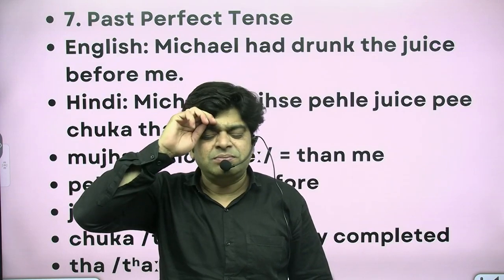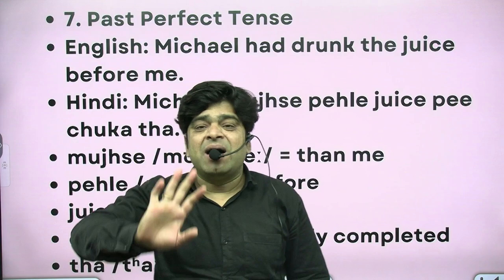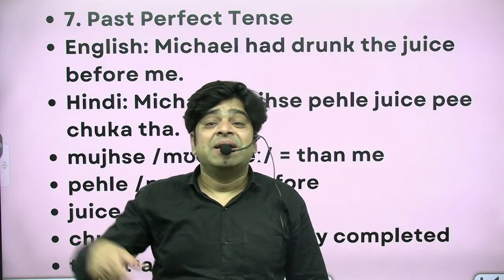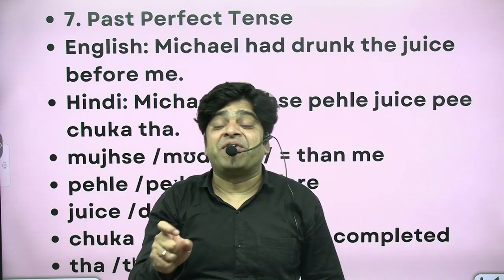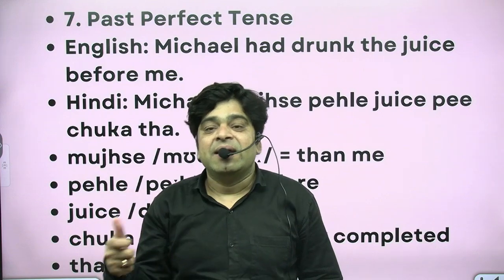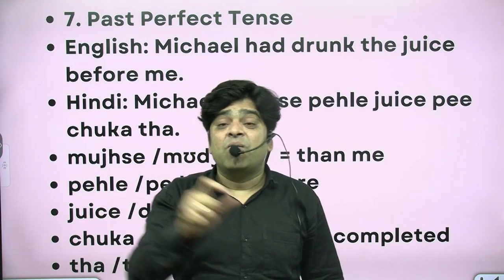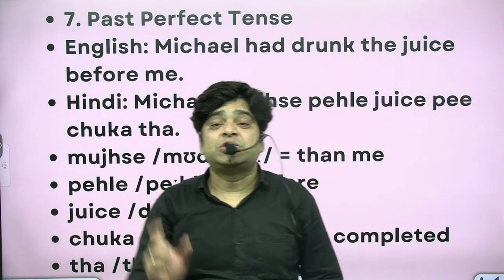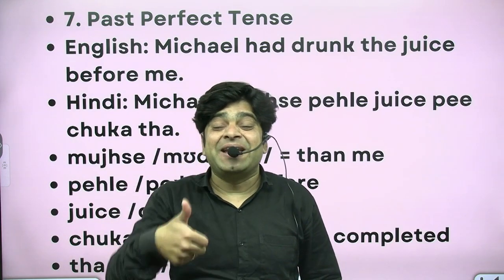For tha, thi, the, I have told you, right? Tha is for past. Here also it will be like I told you for perfect, whether it is present or past. It will be with the verb chuka. Verb stem, then chuka, chuki, chuke. Chuka is for male singular.